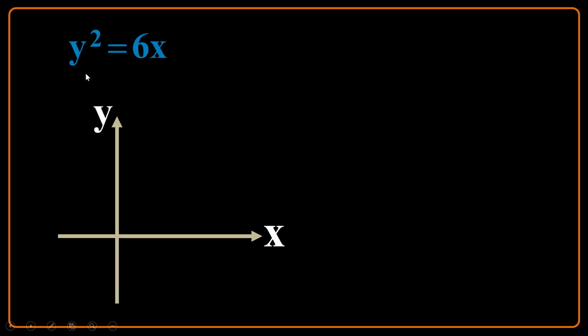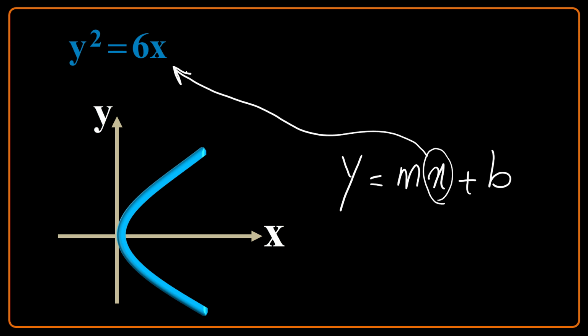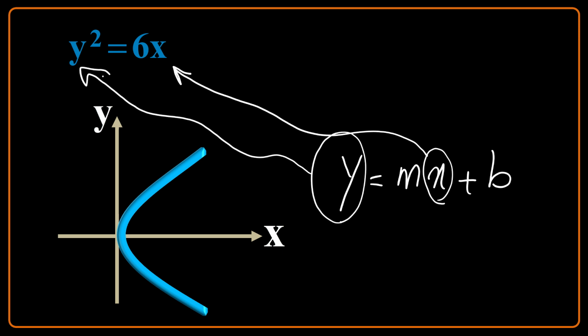Look at this one. Y squared is equal to 6x. The form of the graph is something like this. How to linearize this? Let me remind you again, y is equal to mx plus b as the general format of a line. X is okay here. X has the exponent of 1. But I have big problem with y. Y is not in the form of y. It's y squared. What should I do here?